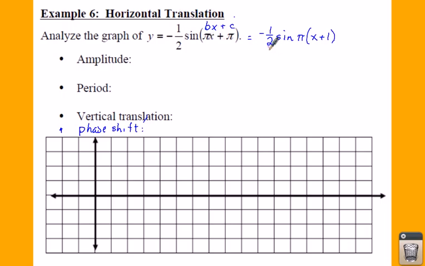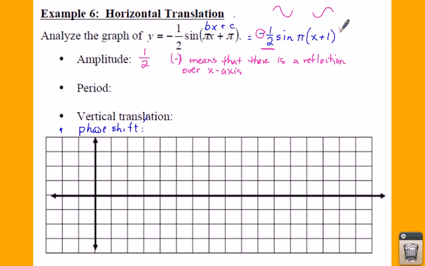So if we look at our amplitude, we have a negative. We haven't done one of these with a negative yet, but our amplitude is going to be 1/2. The negative, what does that mean? That means that there will be a reflection over the x-axis. So for our S shape, instead of our S shape looking like this, it's going to end up looking like that. That's what a reflection will do.